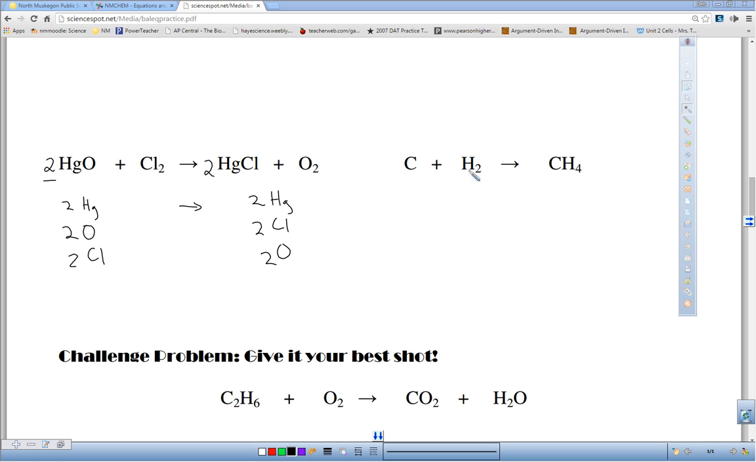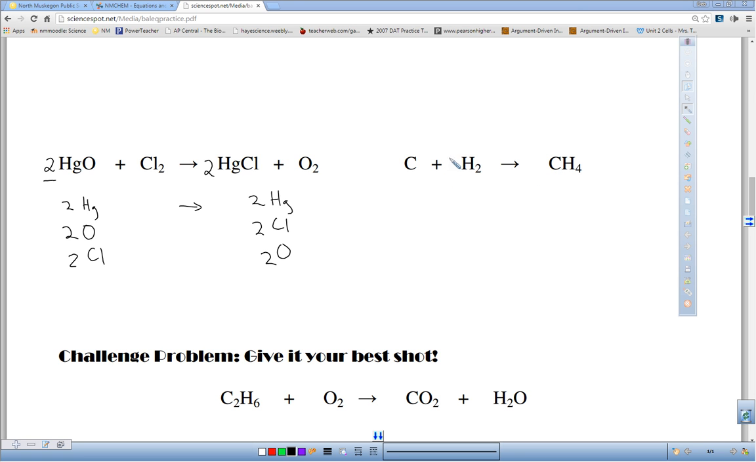Let's try this one. We have 2 hydrogen and 1 carbon. On this side of the arrow, we have 1 carbon and 4 hydrogen. We can't change the subscript because pure carbon can be found in a single atom at a time. Hydrogen will always be found as a diatomic, just like oxygen and chlorine over here. So we could change the coefficient in front of here, but why would we do that? We have 4 hydrogen and 1 carbon.